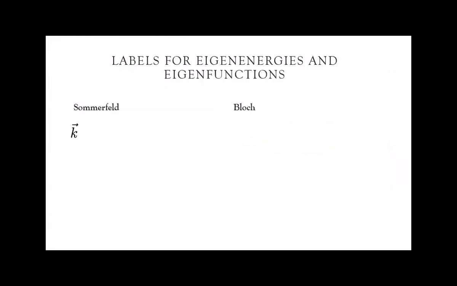So the different labels that we have: Sommerfeld was only thinking of a free electron gas, so he only needed one quantum number for the labels, this wave vector K. But Bloch needs two: not just the wave vector, but also the band that you're in. That little n means what band you're in. Unfortunately, we don't have enough letters, so little n shows up for everything. It's one of the most used letters in physics. We're looking at h bar times K, the wave vector, which gives you the momentum. So that's for free particles, normal momentum.